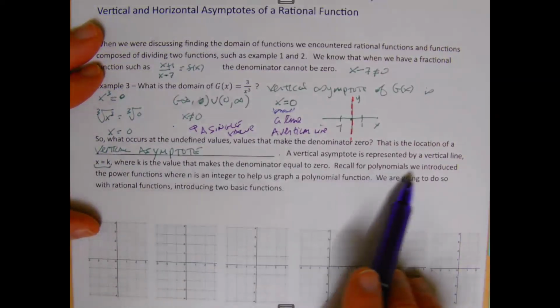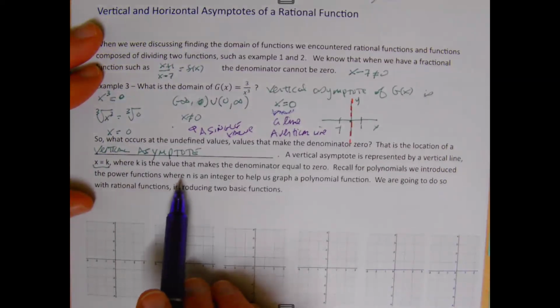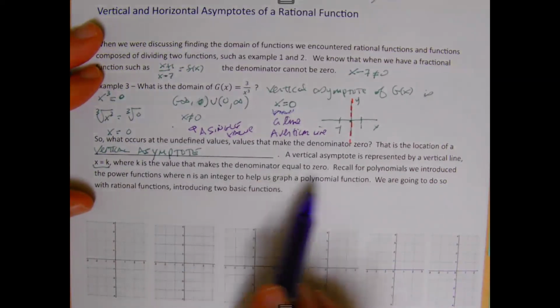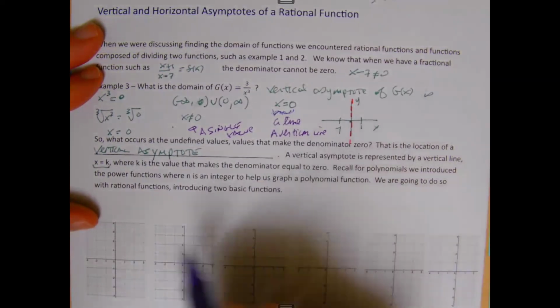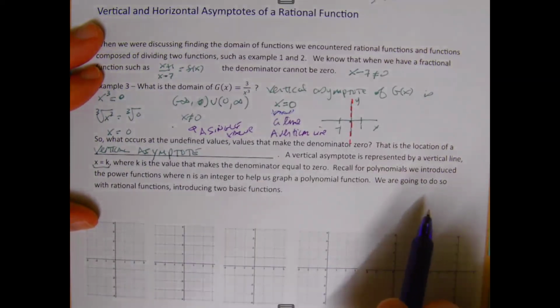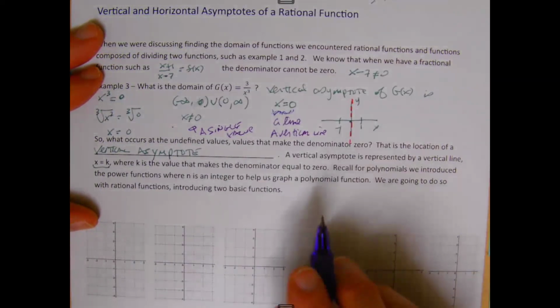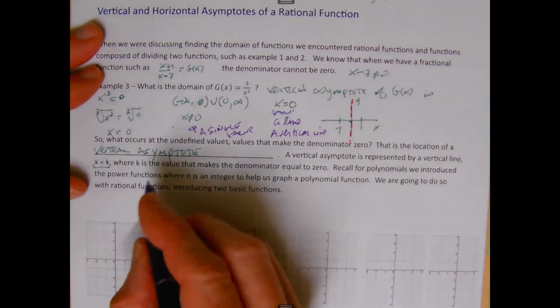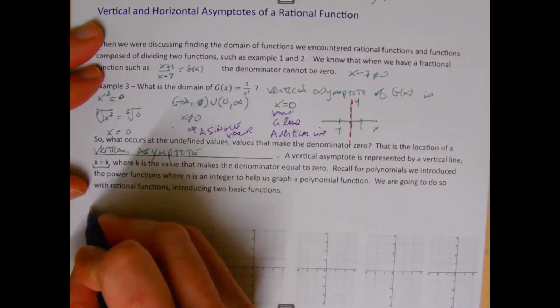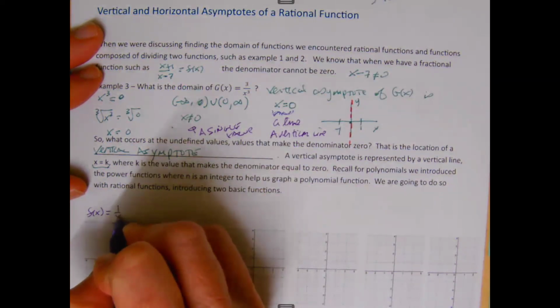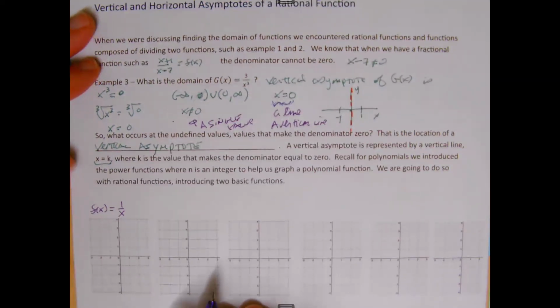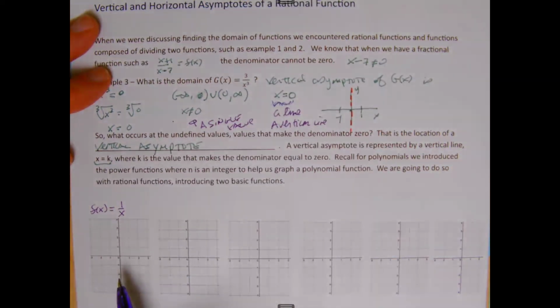Recall for polynomials, we introduced the power functions, where n is an integer, to help us graph polynomial functions. We're going to do so with rational functions, introducing two basic functions. So what are these two basic functions? I'm going to graph one here. One is 1 over x. You saw these, I think, before when we introduced basic functions. This is one of them.